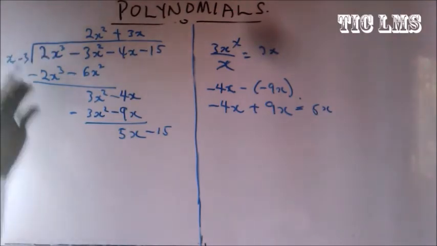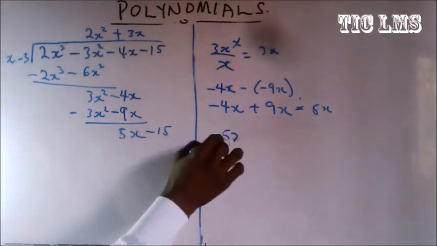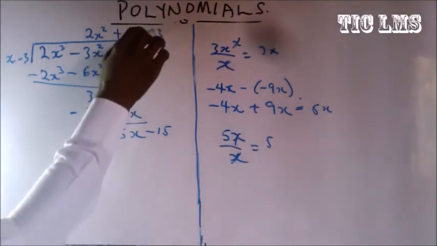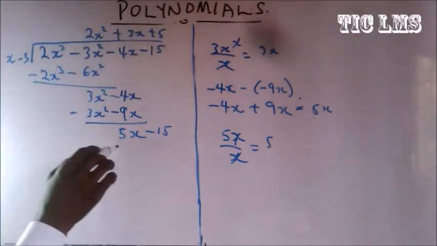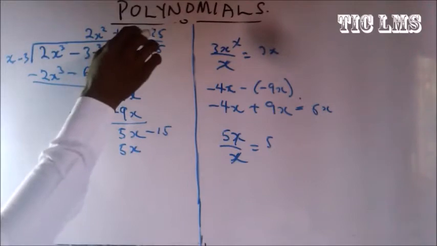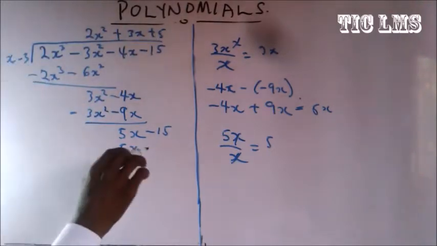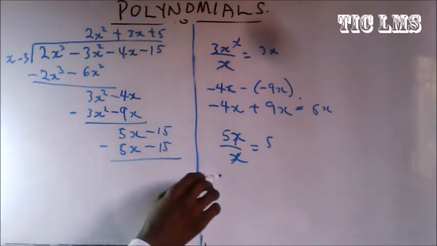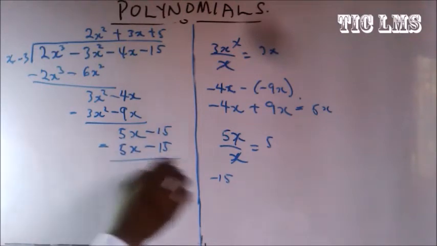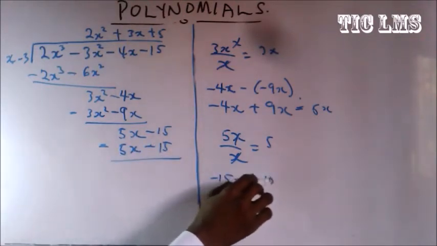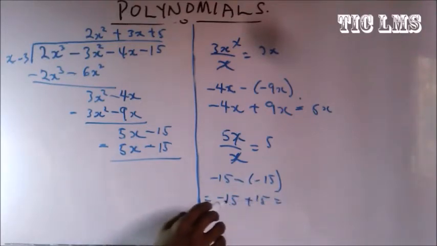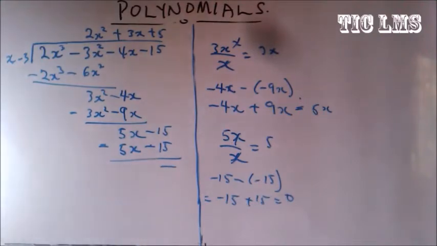Next, we'll have that x into 5x. That is like having 5x divided by x. We have 5. We'll place the 5 here. And then 5 multiplied by x gives 5x. And then 5 multiplied by minus 3 gives minus 15. And so when we subtract, we have minus 15 minus minus 15. Minus times minus is plus 15. And so that is minus 15 plus 15, that's 0. So we have nothing here. And then 5x minus 5x, we have nothing.